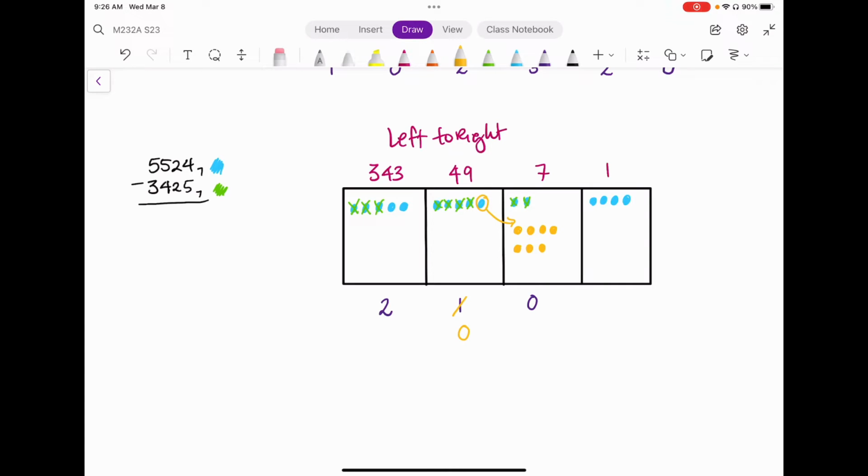Now I can borrow again for 7 more. Which means in my box for the 7s unit, I actually have 6 left over. And now I can subtract my 5, which leaves me with 6. So 5524 minus 3425 base 7 is 2066 base 7.